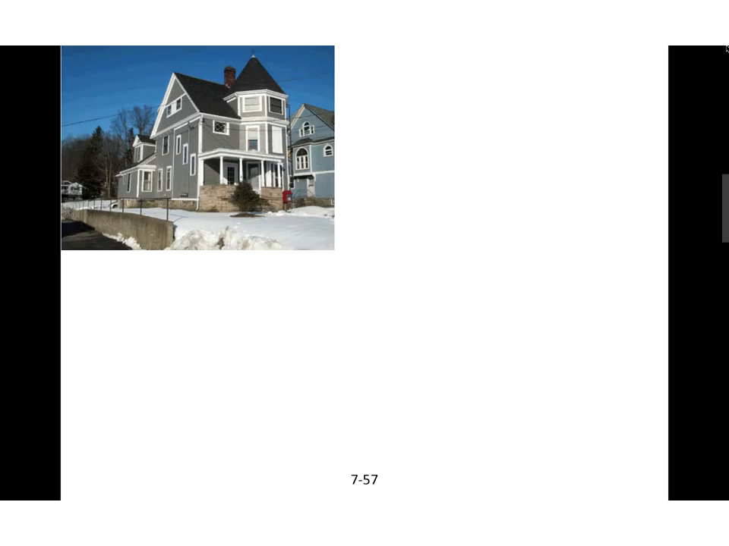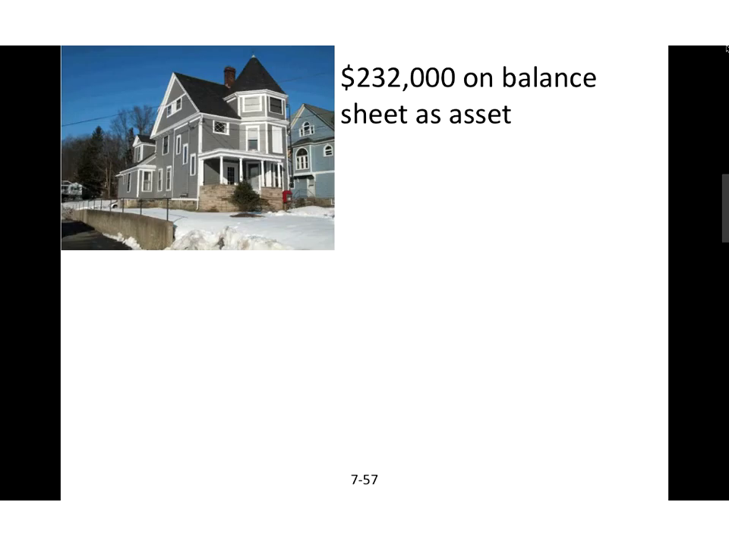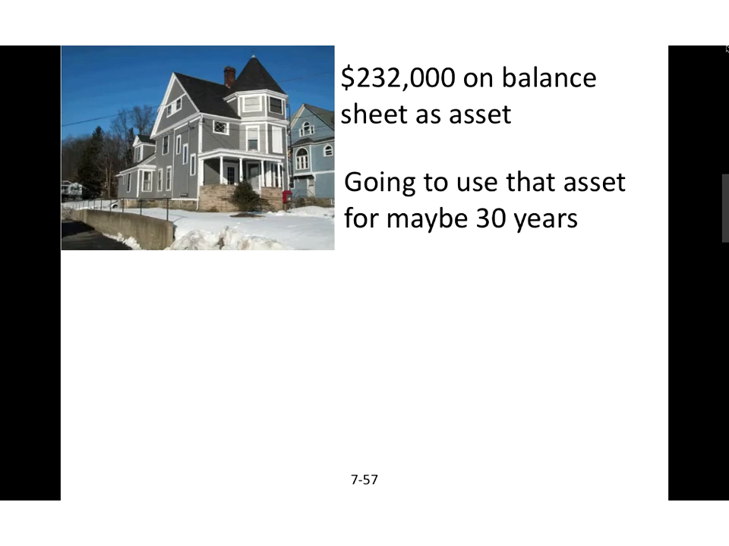Okay, so back to our rental house at 217 Main Street. It's $232,000 on the balance sheet. That was the purchase price that was allocated to the house, so we're talking about just the house. We're going to use that asset for maybe 30 years. How do I know the life? I don't, but we have conventions, and in general, real estate, property like this, is depreciated over 30 or 40 years.